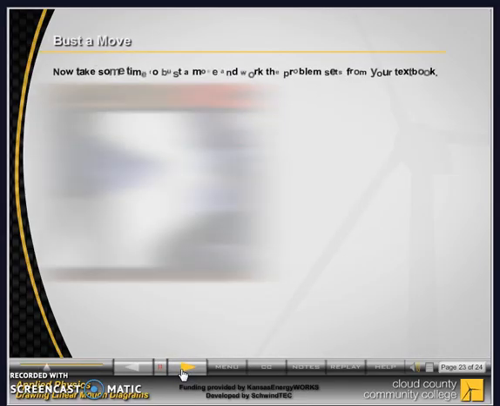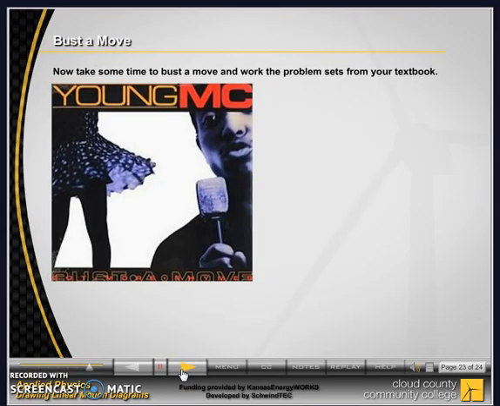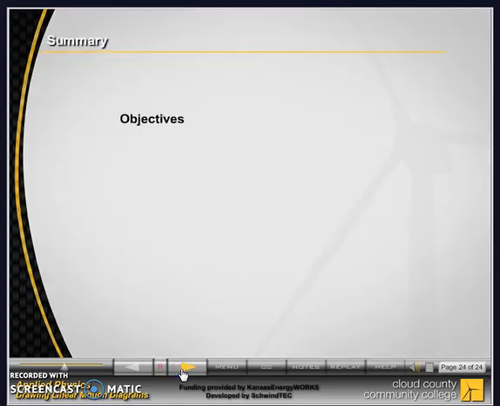Now take some time to bust a move and work the problem sets from your textbook. In this lesson, you covered the following objectives.